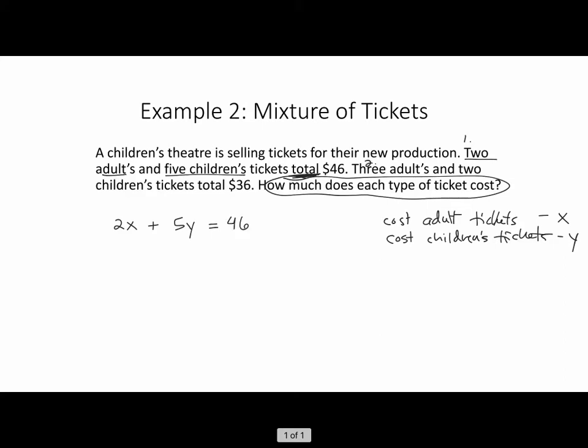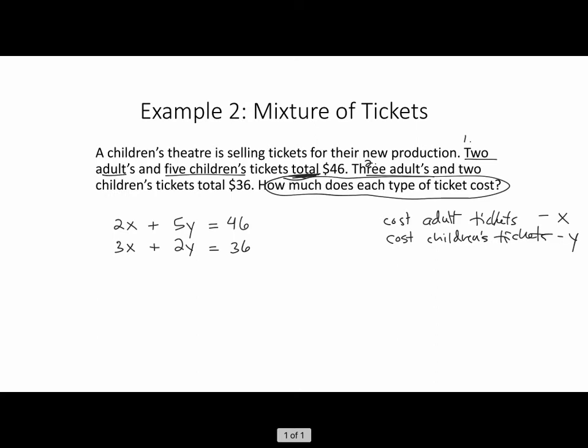Then the next sentence says 3 adult tickets. So 3 times X is the total for 3 tickets. And 2 children's tickets, so 2 times Y, total $36. So that gets us our system of linear equations.